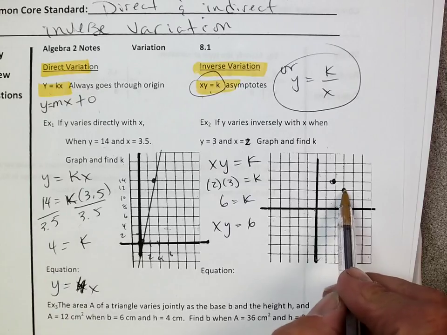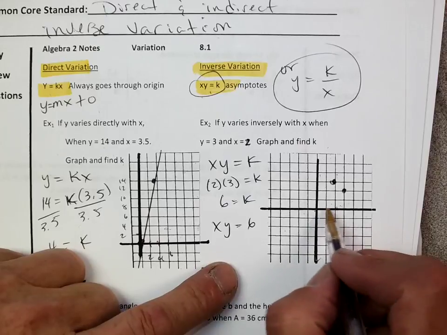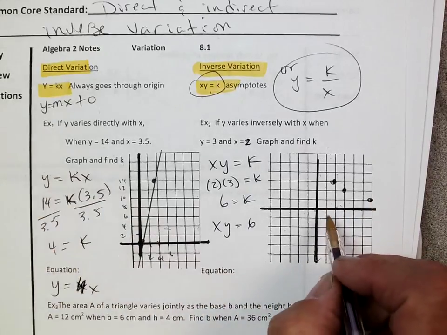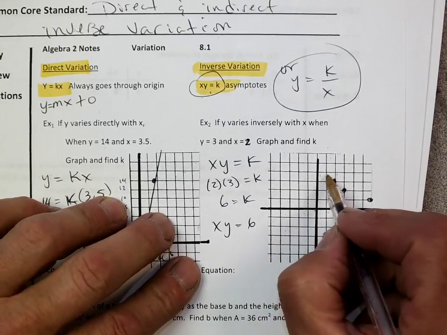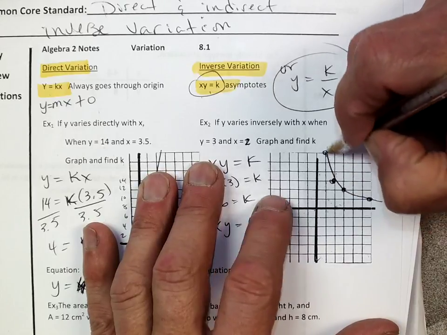So let's do the rest of this graph. What else could I put? What times what makes 6? 6 and 1. 1, 2, 3, 4, 5, 6 and 1. And what else? 1 and 6. 1 and 1, 2, 3, 4, 5, 6. Yes. What else?